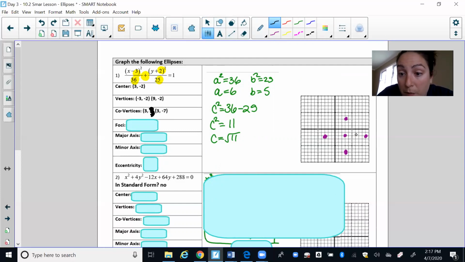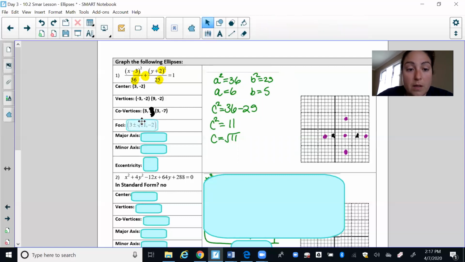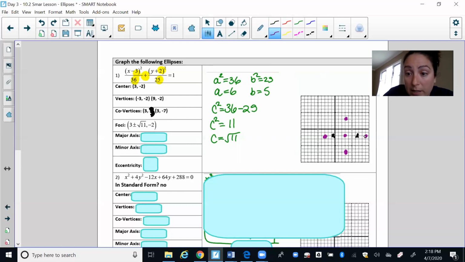Right, left. 1, 2, 3. And the reason why it's right, left is again because 36 is bigger than 25, so our major axis is horizontal, so our foci are always along that major axis. So I don't know what square root of 11 is. I can't add 3 and square root of 11 together. They're not like terms. So we just leave it as 3 plus square root of 11, which gave us this coordinate here, (3 plus square root of 11, -2), and then (3 minus square root of 11, -2) gives us that other coordinate. So now we connect the dots and get our ellipse.